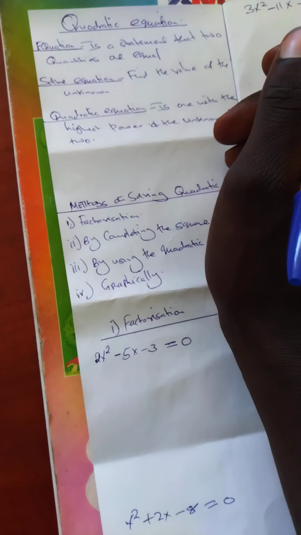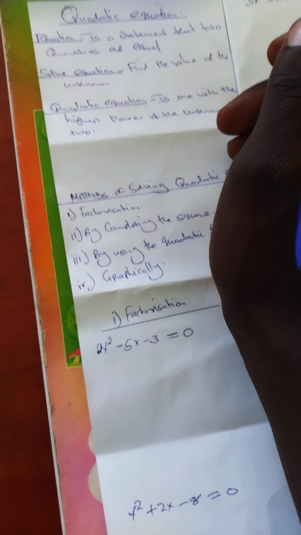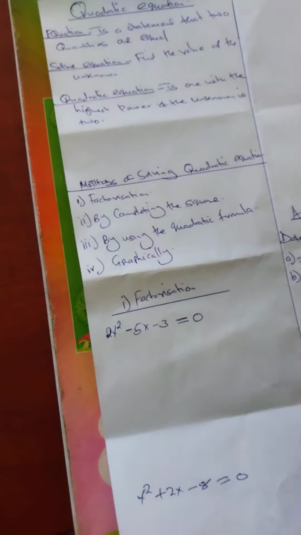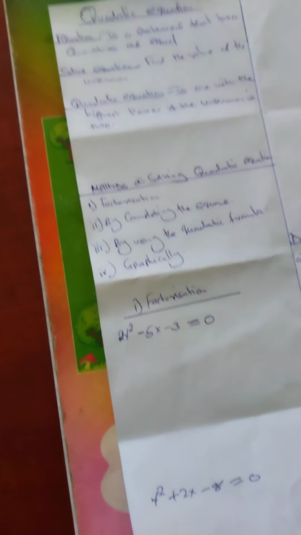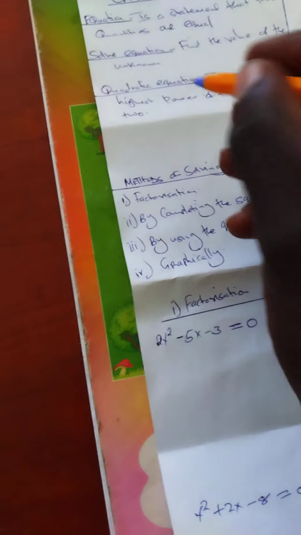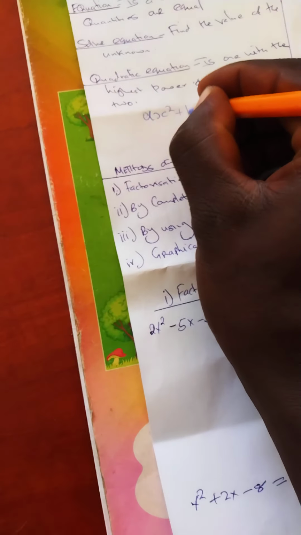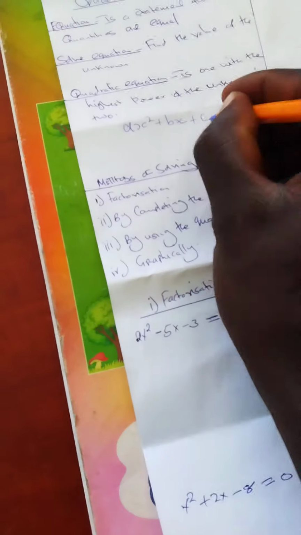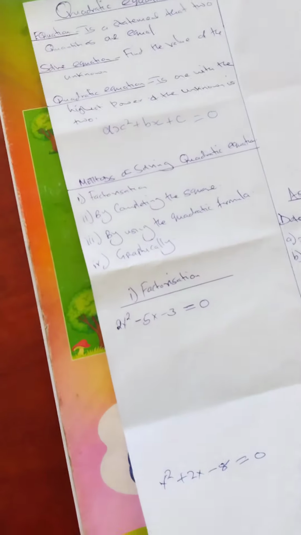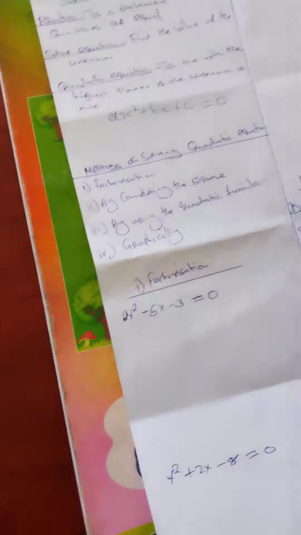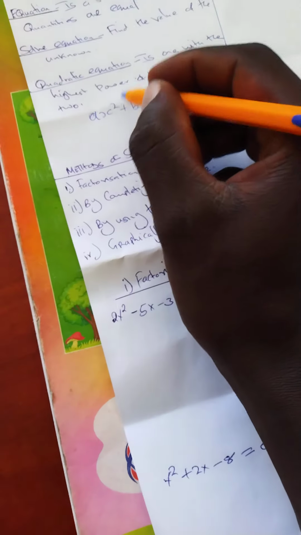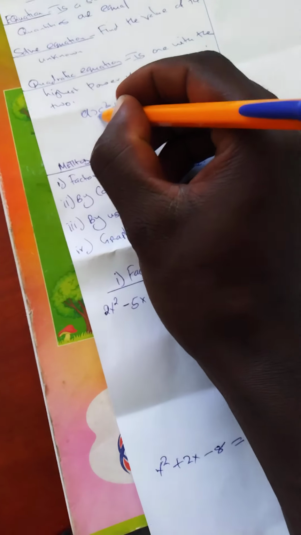A quadratic equation is one with the highest power of the unknown being 2. For example, a quadratic equation is in the form of ax squared plus bx plus c is equal to 0. In this example, the unknown has the highest power of 2.